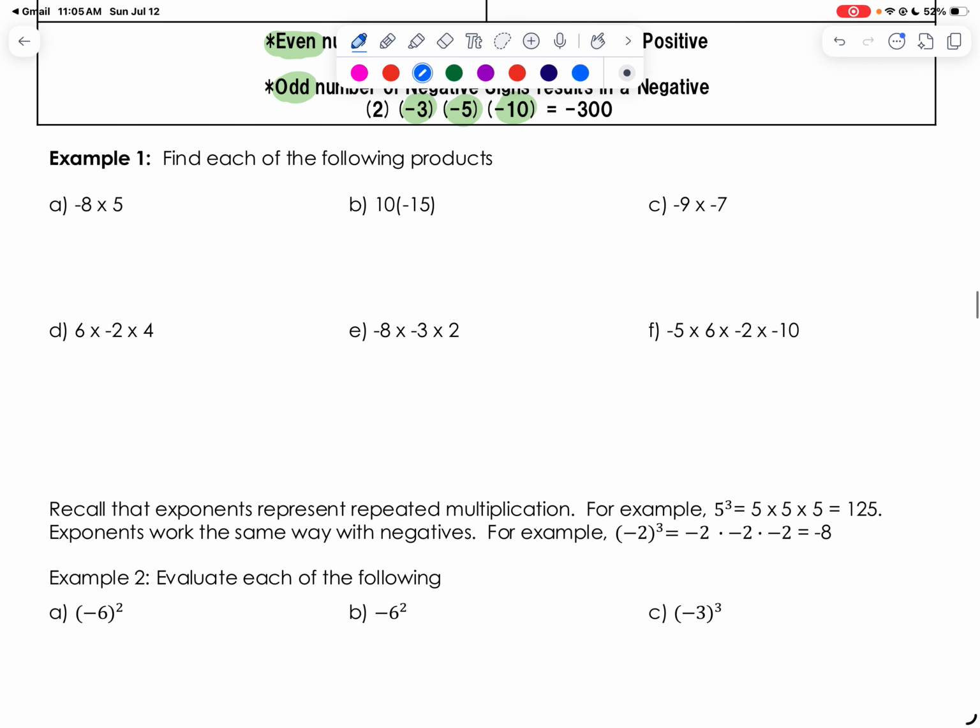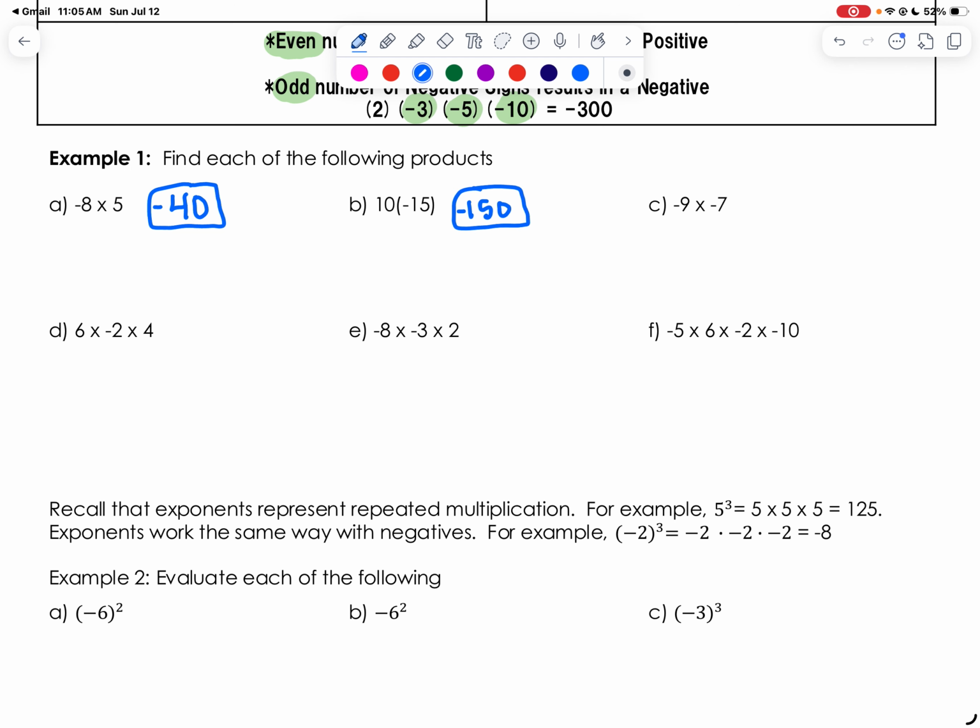So let's start with example 1. Find each of the following products. -8 times 5. Well, I know 8 times 5 is 40. And because the signs were different, I know my answer is -40. You could also say that because you have one negative and one is an odd number, your answer would be negative. Okay? In problem B, I have 10 times -15. Well, I know 10 times 15 is 150, but because the signs were different, I know my answer is negative.